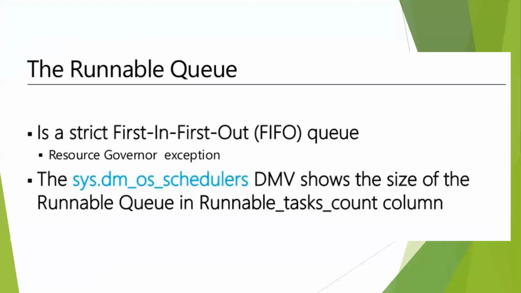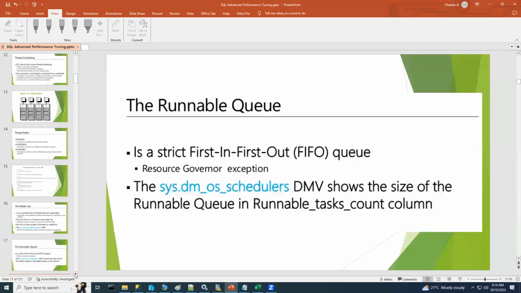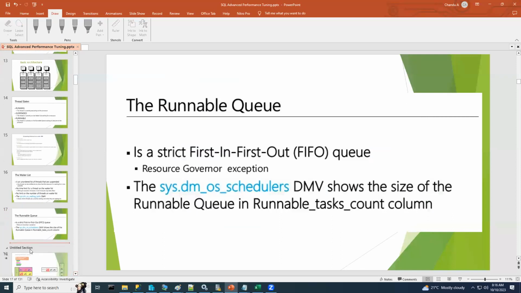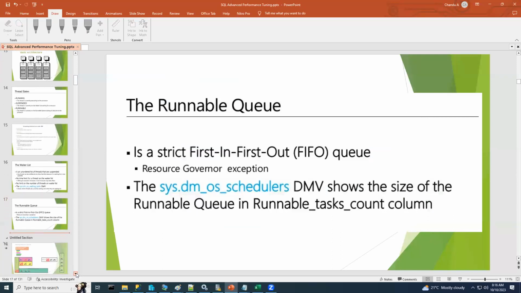Runnable queue, again, first in, first out, as I was talking. Whatever threads are spawning, all threads should come from the runnable queue, right? So that is what it is. Sys.dm_os_schedulers is where we can see the threads which are in the runnable queue.